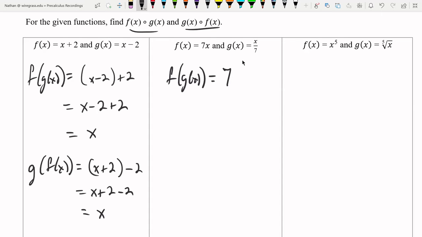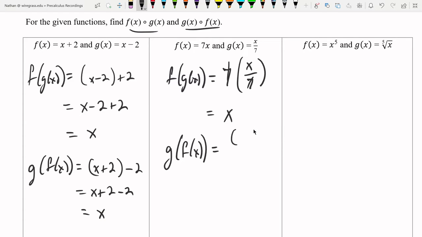Okay, f of g of x. F of x is 7 times x, which is now going to be g of x. The 7's cancel, and we get just x. G of f of x: g is x over 7. Of course, f of x is 7x. 7's cancel, and we get x.